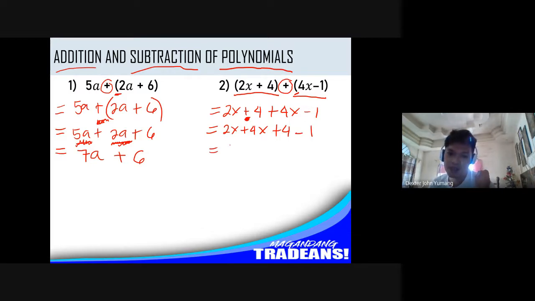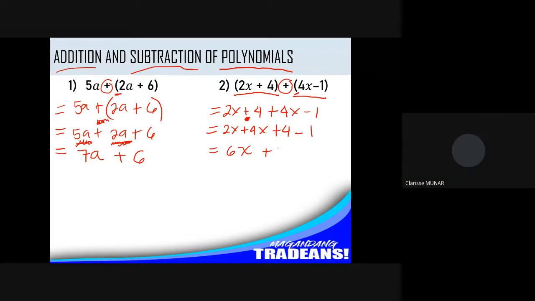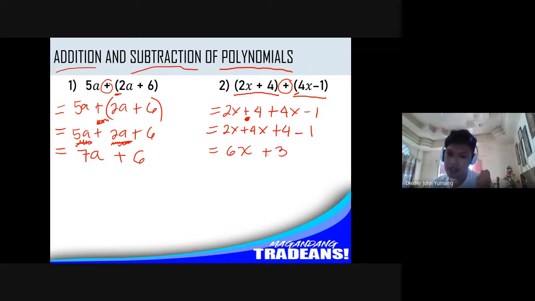Equals 2x plus 4x magiging 2 plus 4 magiging 6. 6, of course. And what is their variable or literal coefficient? X. Yes, that's correct. X plus 4 minus 1. Ang 4, bawasan daw ng 1. 3. Yes, of course, that is 3. And this is now the answer, 6x plus 3. Okay, please copy. Then we will have a review of this.